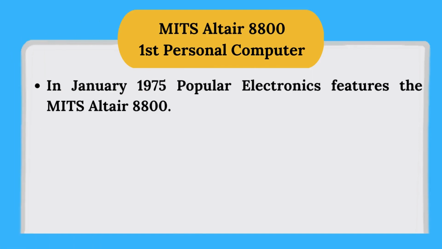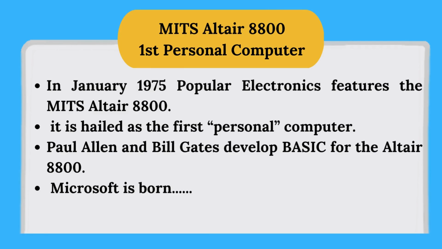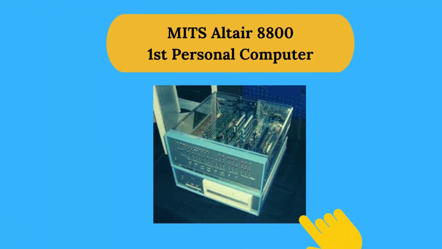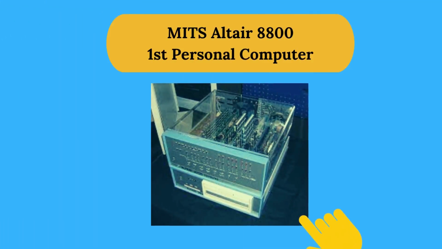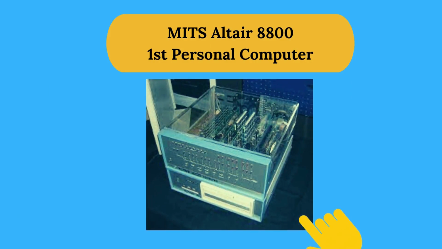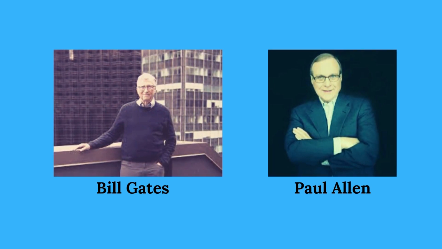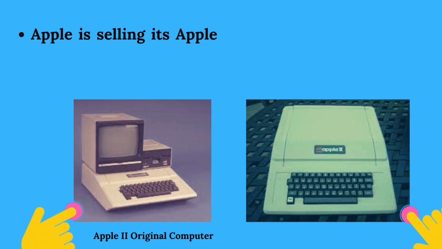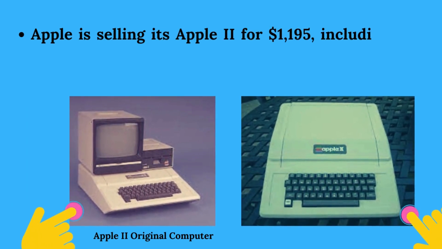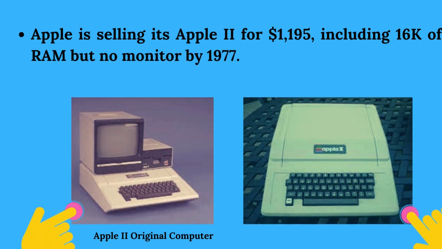In January 1975, Popular Electronics features the MITS Altair 8800. It is hailed as the first personal computer. Paul Allen and Bill Gates developed BASIC for the Altair 8800. Finally, Microsoft is born. Apple is selling its Apple II for $1,195, including 60K of RAM, but no monitor by 1977.